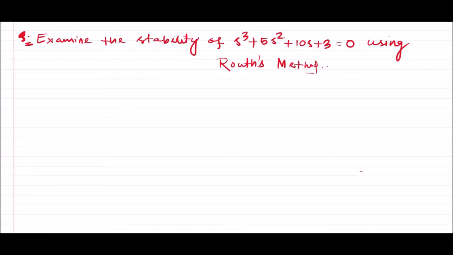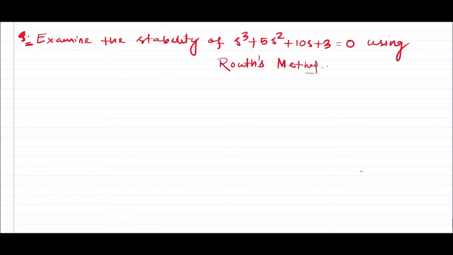Hello everyone. In this video lecture, we will see how to examine the stability of a given characteristic equation using Routh's array. My characteristic equation is s^3 + 5s^2 + 10s + 3 = 0.